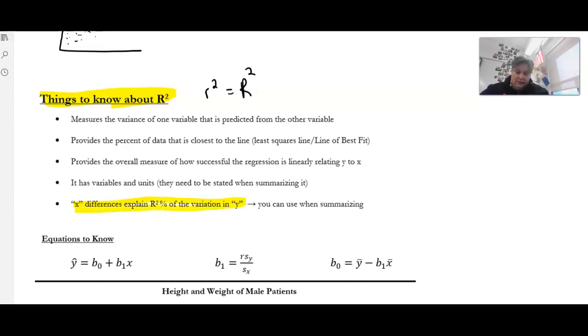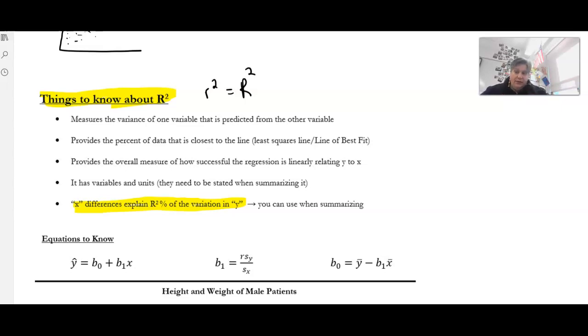X differences explain R squared percent of the variation in Y. You have to be very careful because X does not explain Y. It explains the variation in Y, how much Y goes up and down. And so they're going to ask you to interpret R squared, and we'll practice, but you're just going to use this sentence to help you interpret R squared.